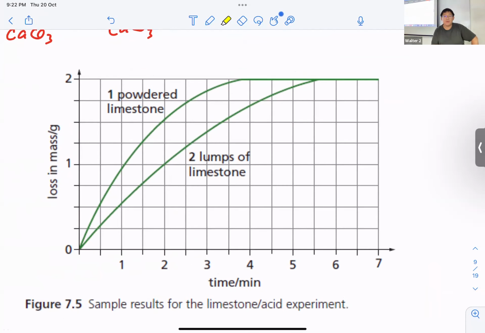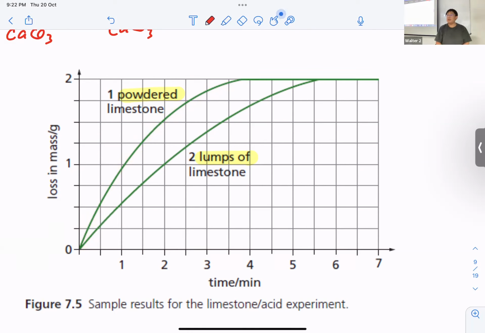Powdered limestone will be the one in graph number one, and lumps or granules of limestone will be number two. Okay, as I've already explained to you the shape of the graph, you should understand that, technically speaking, the powdered one will be the one that has a higher rate of reaction. Why? Because there's a much faster increase in products over time compared to the other ones. Okay, do you understand?